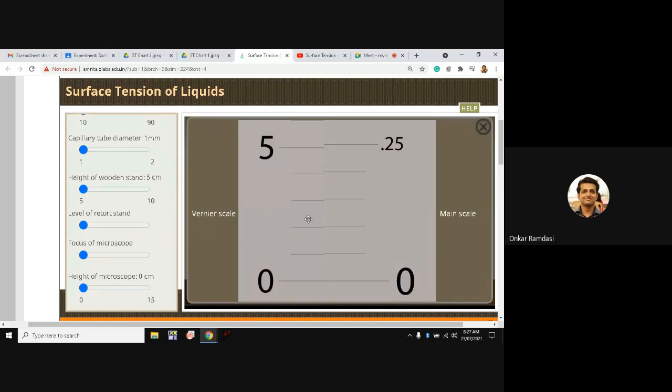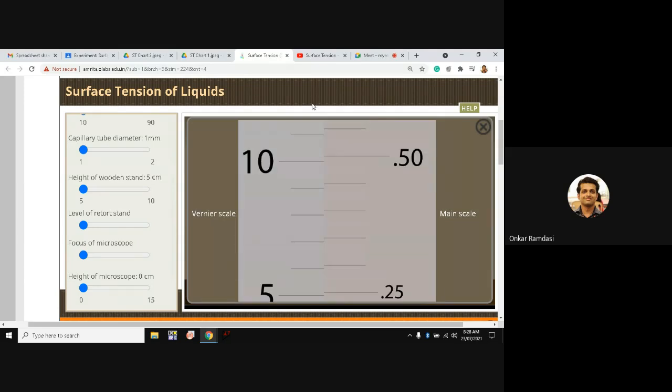Okay, can you see the scales? Yes, sir. So this is the main scale, and this is the vernier scale. Now you can check the vernier scale, which varies from 0 to 30. We need to go up so that you will better understand. Till 15 also you can check how to take those readings.